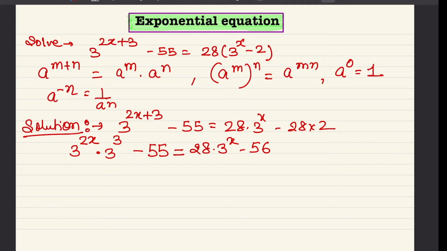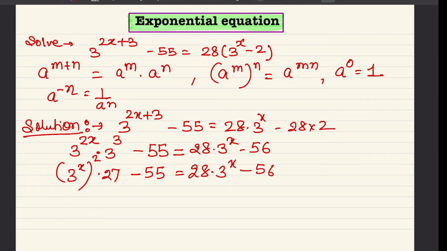Now 3^(2x), again using the rule (a^m)^n is equal to a^(mn), we can write 3^(2x) in the form of (3^x)^2, into 27, minus 55, will give you 28 into 3^x minus 56. Now using the rule of substitution, we can substitute 3^x as some variable so that this whole equation can be converted in the form of a quadratic equation.